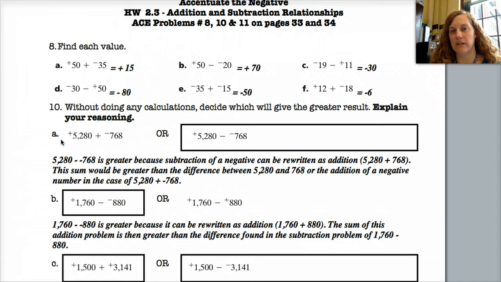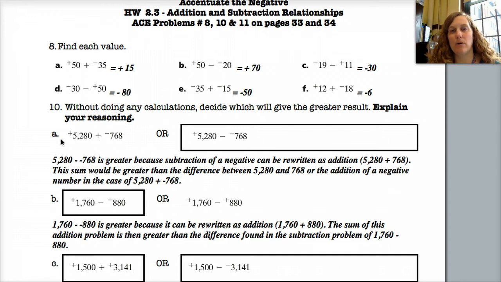Today in class we talked about how any addition problem can be written as a subtraction problem and any subtraction problem can be written as an addition problem. So 3 plus 2 is really the same as 3 minus a negative 2, or 3 minus 2 is 3 plus a negative 2. So you can add the opposite or subtract the opposite. You can rewrite any addition problem as a subtraction and any subtraction problem as an addition.